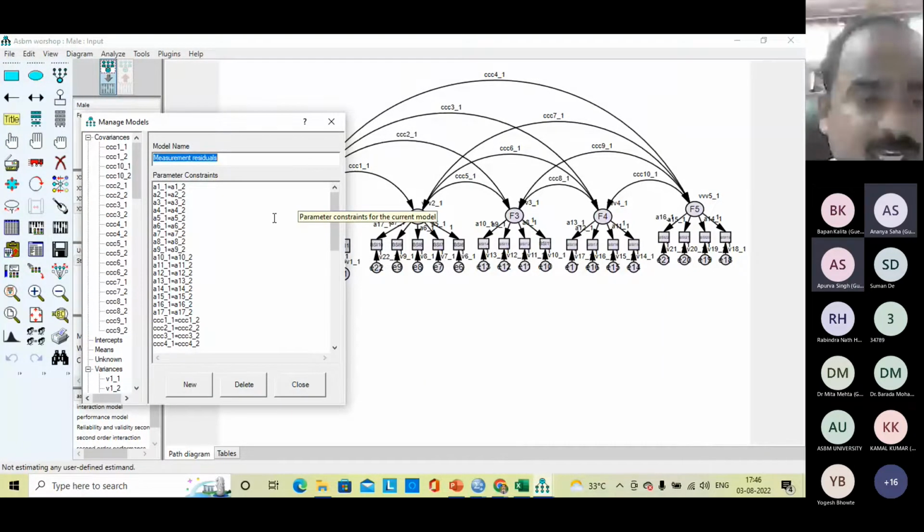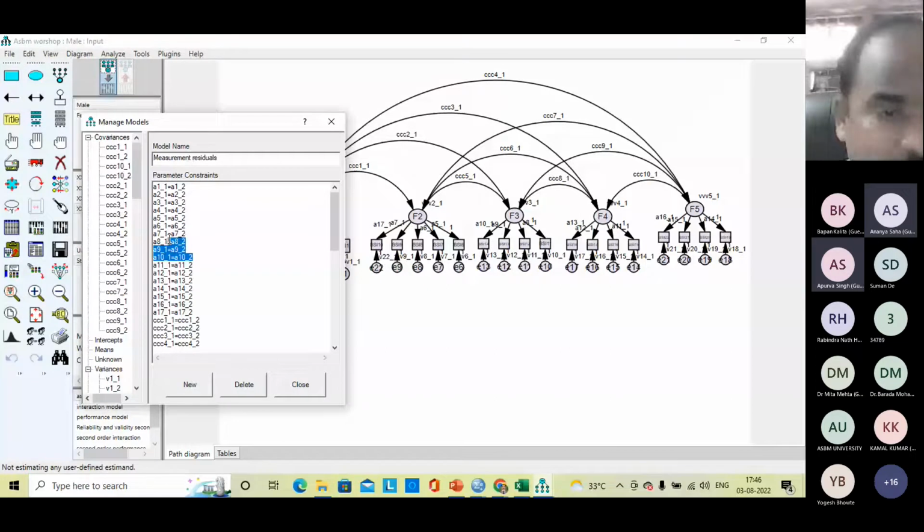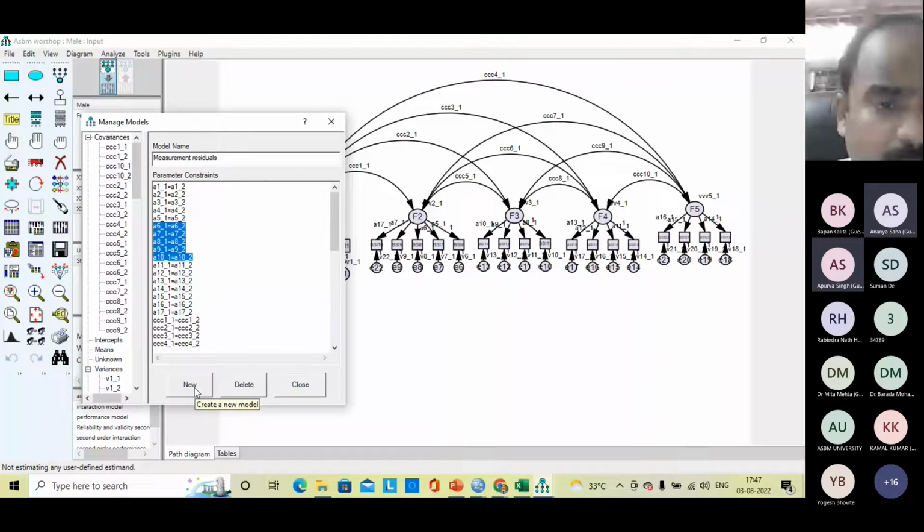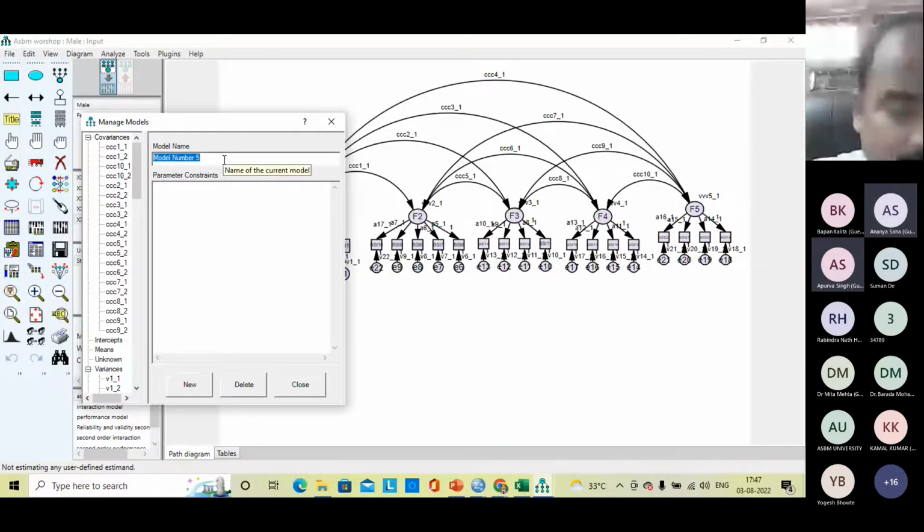So I will constrain factor 2. What is that? A_A6 equals A6_2, extending up to A10. Let me constrain factor 2 also and see what is happening. So copy here, click on new, and write here factor_2C, where C means constraint. Paste here.